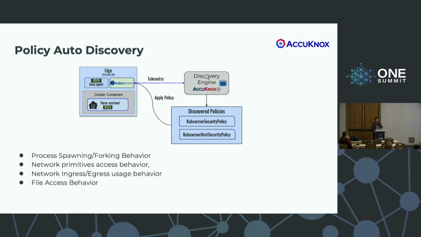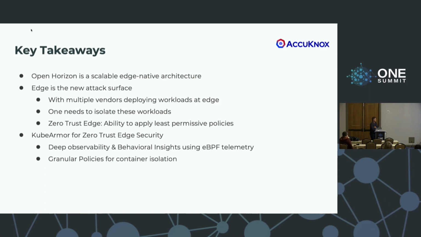Okay. So let me just wrap up in summary. OpenHorizon, we found to be a great partner working with those folks. It's a scalable edge architecture. And the edge is, I think, an underappreciated attack surface now. There's been a lot of focus shifting to cloud native. As you look at the edge, I think that's going to be a new area for adversaries.